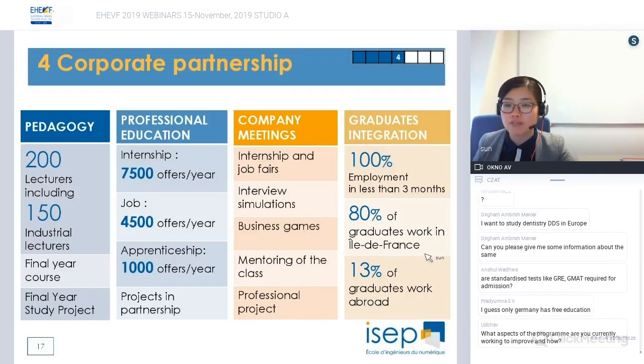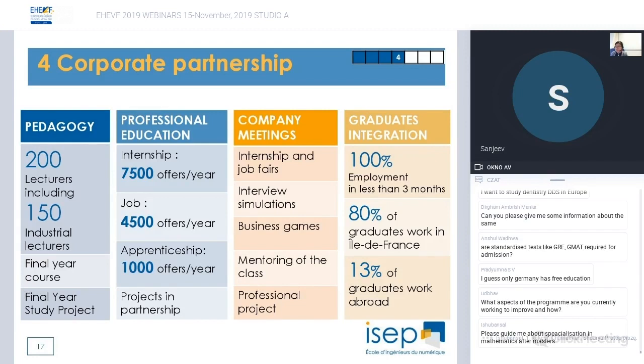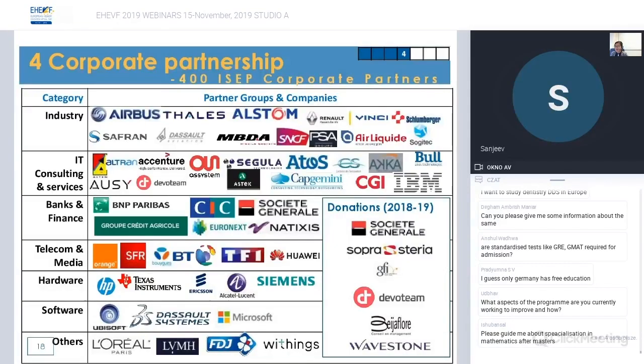For our corporate partners, I would like to share two key pieces of information. Thanks to our corporate partners, each year we receive 7,500 internship offers and 4,500 job offers. And we are glad to present that, based on our data, 100% of our students get employment in less than 3 months.